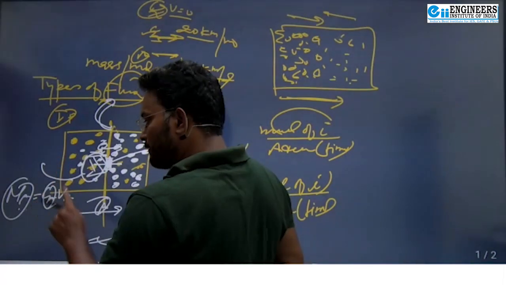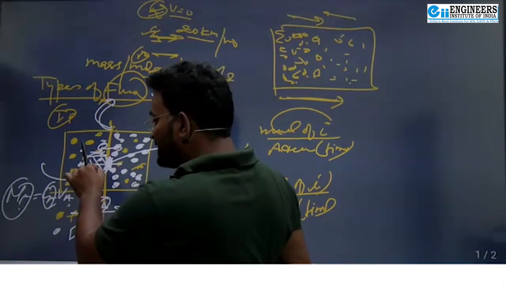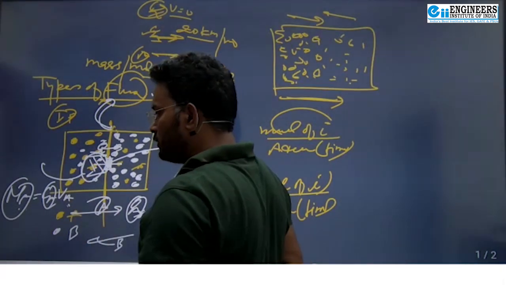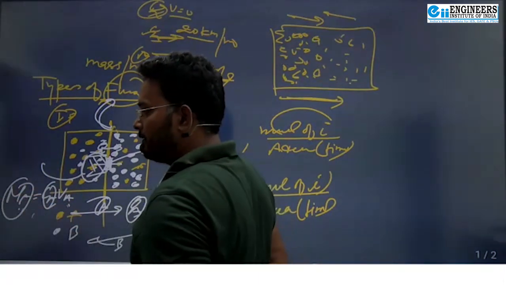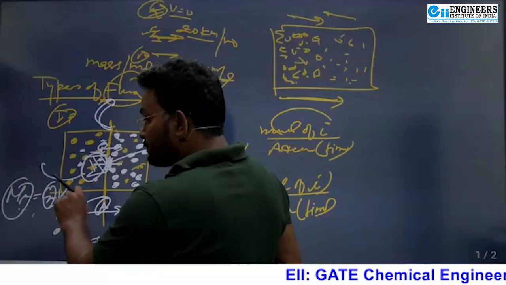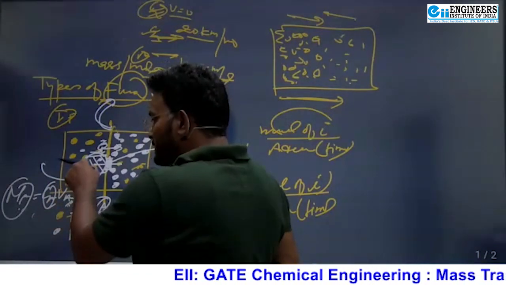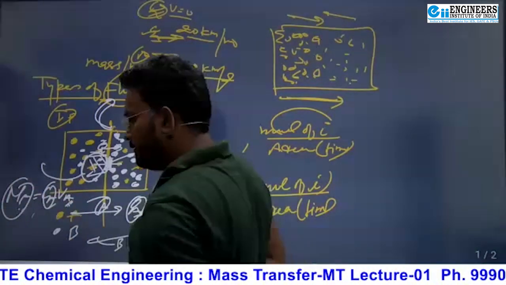Is this clear? It is called the absolute velocity of A. It is the velocity of A measured with respect to a stationary reference frame. Clear hai? So Ca into Va is called the flux. Concentration into velocity will give the flux of A. Va is the absolute velocity, meaning velocity with respect to a stationary observer, and if you multiply it with the concentration, you will find the flux of A.